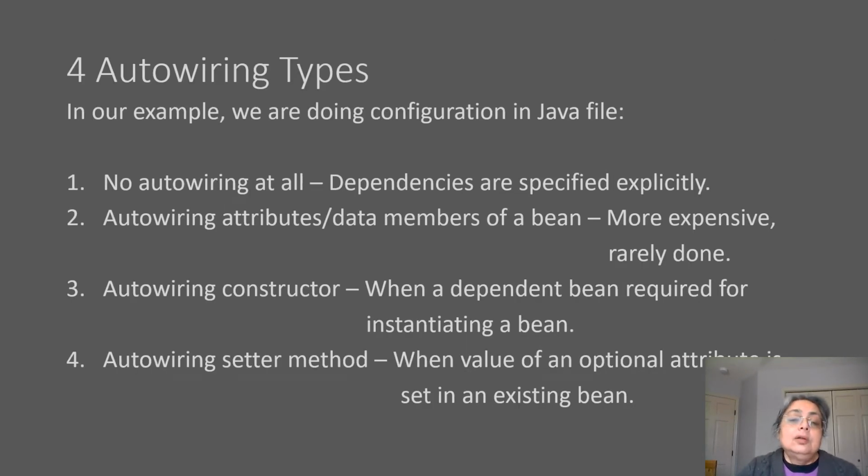So there are four ways or four places to put your autowiring instructions. One is no autowiring at all. And then you can autowire the attribute, the fridge attribute in the kitchen class. You can autowire the constructor, or you can autowire the setter method.